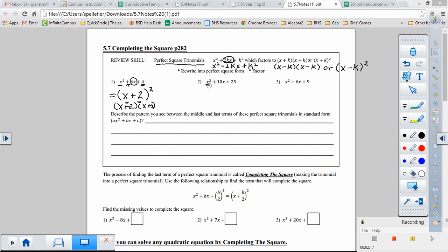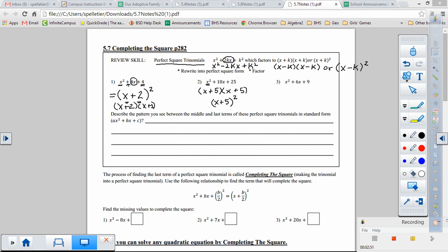What times itself gives me x squared? The answer is x and x. And then factors of 25. What times itself gives you 25? The answer is 5 times 5. They have to be perfect squares. And since it's a positive in front of the 10x, I'm going to put a positive in both parentheses. So my answer, more formally written, is x plus 5 squared. And when you multiply 5 and x together, you get 5x. When you double it, it does in fact equal the middle term, 10x. So that is a perfect square trinomial.